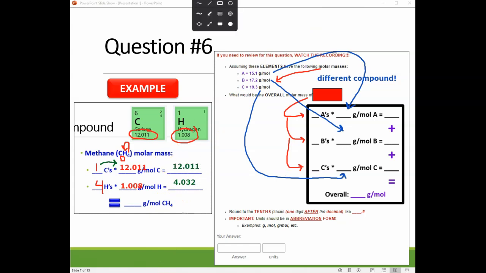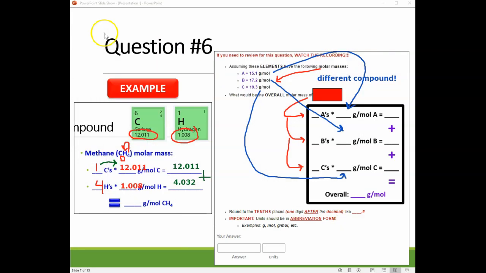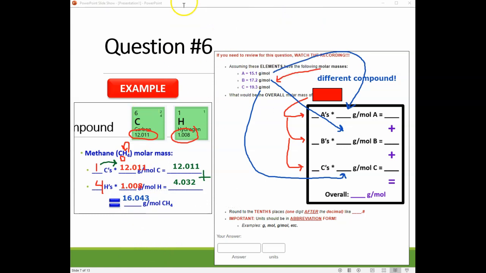of hydrogen. But now I need to go ahead and put it all together. So I'm going to add these together. Grabbing my calculator over here, 12.011 plus 4.032 should give me 16.043. So my answer here would be 16.043, and units here would be grams per mole. However, remember that yours is going to be a little bit different.